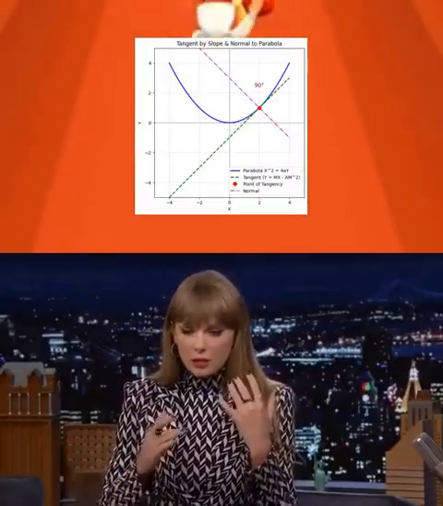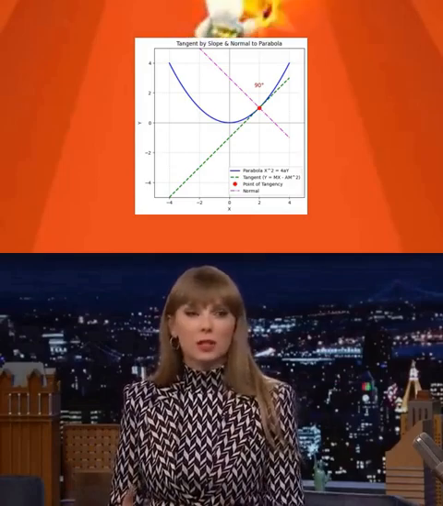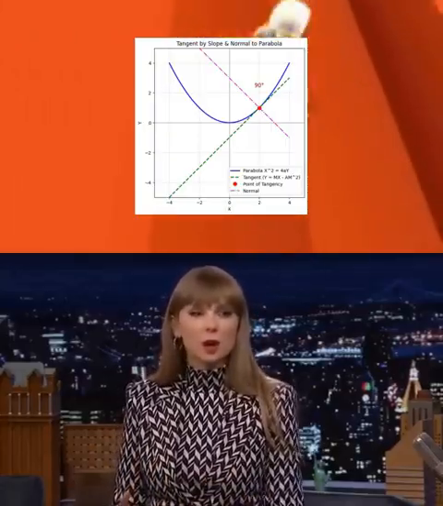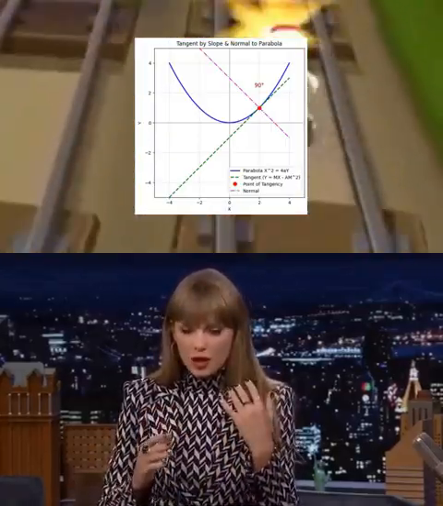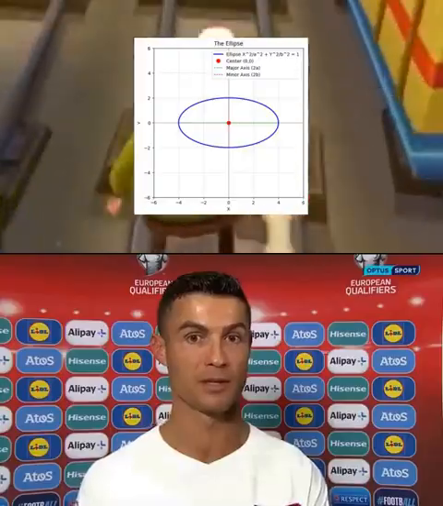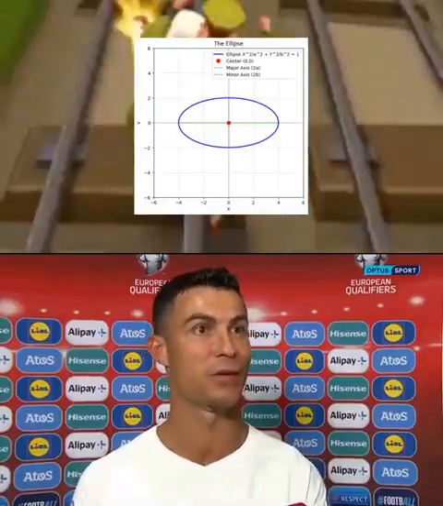This gives you the two tangents from that point, just like with circles. The normals, lines perpendicular to the tangents, are also important. Their slopes are the negative reciprocal of the tangent's slope at that point. Okay, that's a lot of shapes.